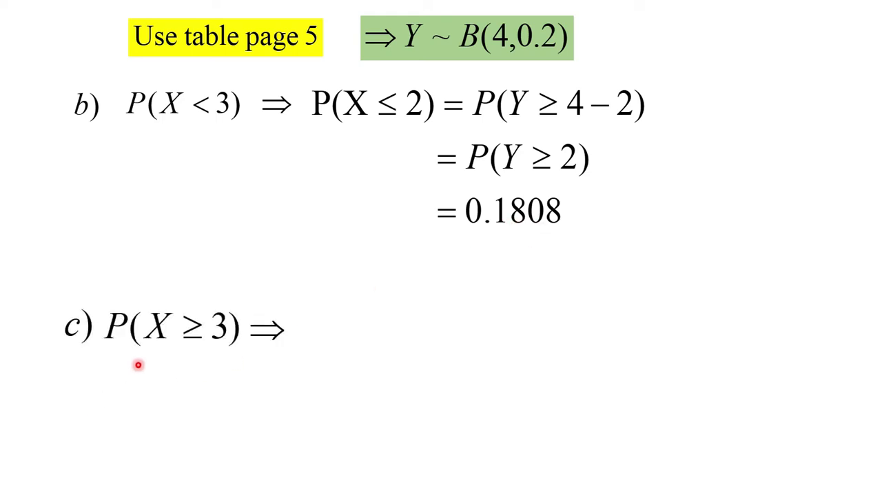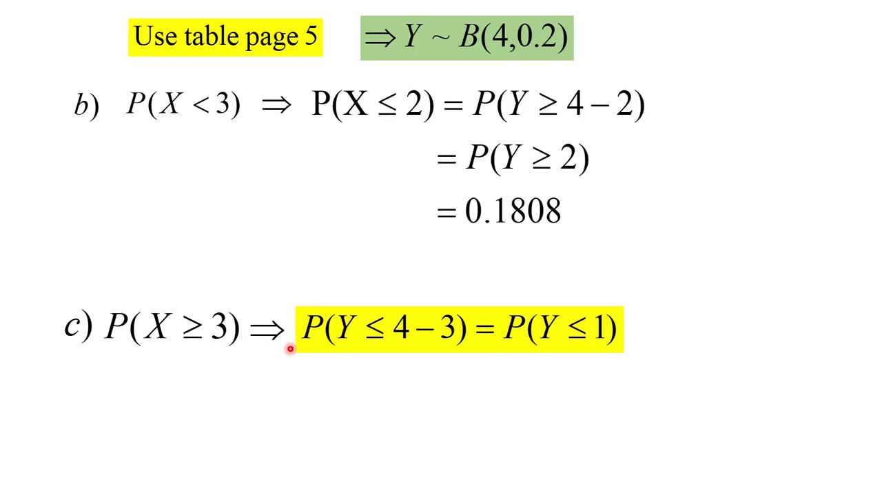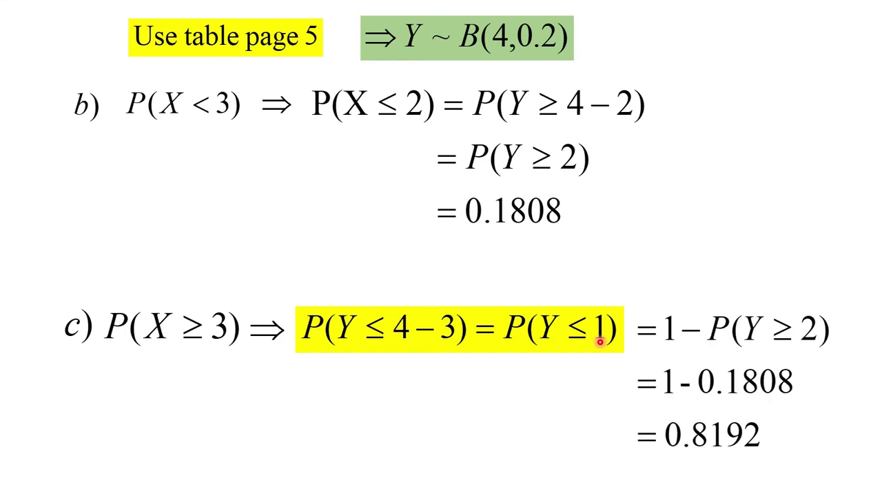What about C? At least 3 applications successful. When you put it into symbols, you can write it as P, at least stands for more than or equal 3. Okay, we change to Y to read the table. It means probability Y less than or equal to 4 minus 3, that is less than or equal to 1. Then rewrite to get 1 minus probability Y more than or equal to 2, that is 1 minus 0.1808, and the answer is 0.8192.